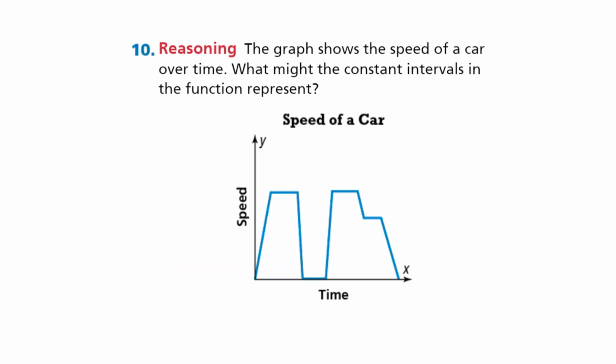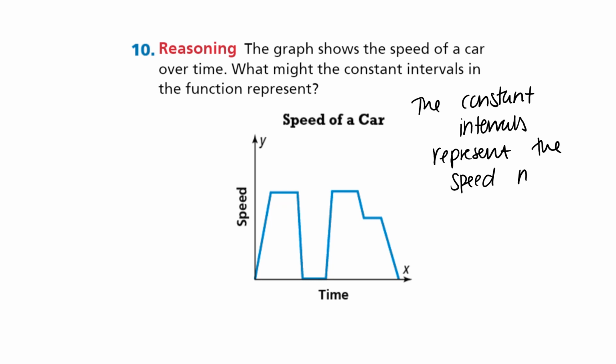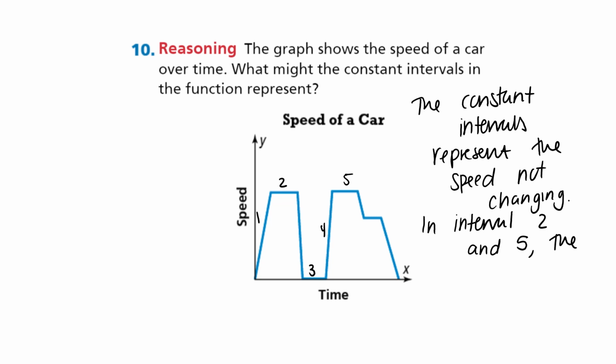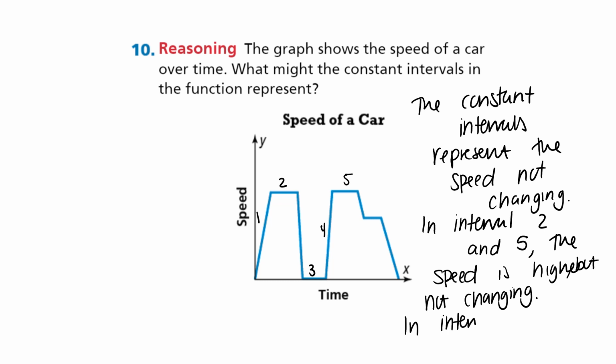The graph shows the speed of a car over time. What might the constant intervals in the function represent? The constant intervals represent the speed not changing. In intervals 2 and 5, the speed is high, but not changing. Almost as if the cruise control was set on a car. In interval 3, the speed is 0, meaning the car stopped.